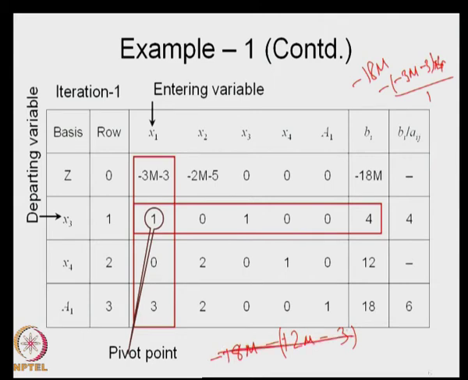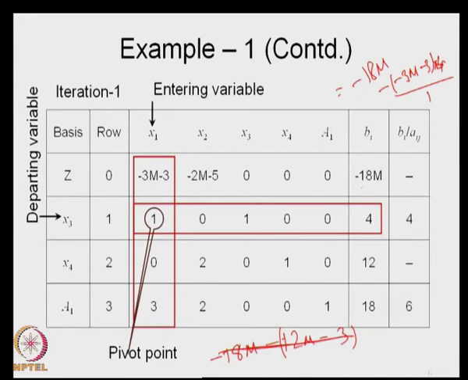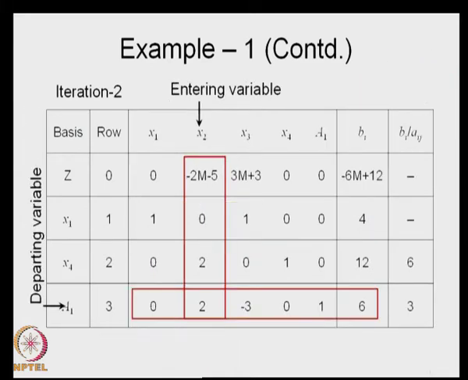Let me rewrite this. We are doing transformation for this number now. So, this will be minus 18 m minus 4 into minus 3 m minus 3 divided by 1. So, this expression is right. So, that comes out to 12 plus minus 6 m. So, you get minus 6 m here, minus 18 m plus 12 m. So, this will be minus 6 m plus 12. Like that, you do all the transformations.